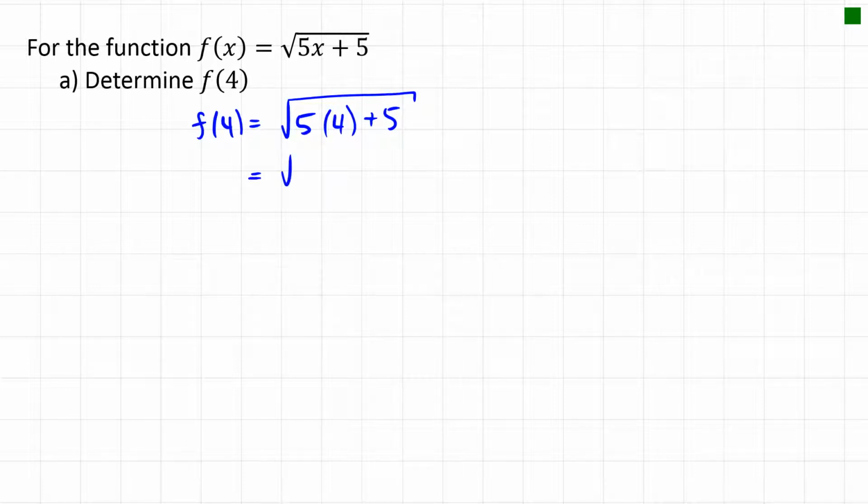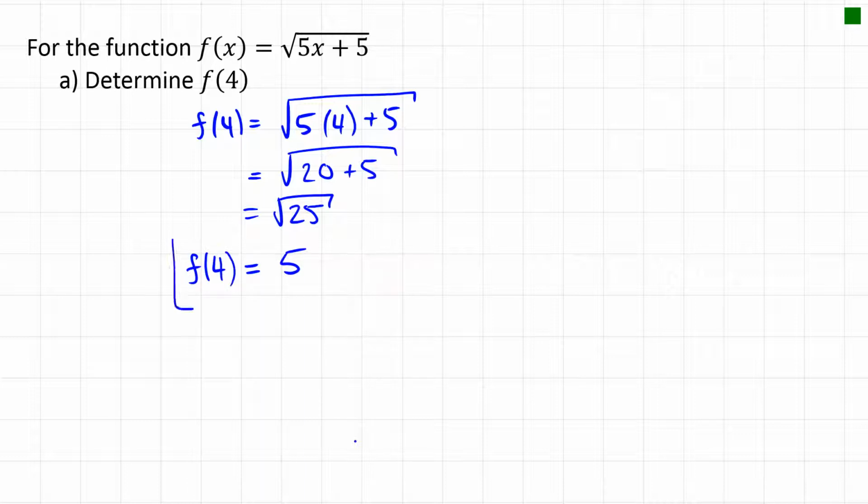So that's the square root of 20 plus 5, or the square root of 25. And luckily, 25 is a perfect square, or has a perfect root, I should say. So f of 4 is equal to 5.